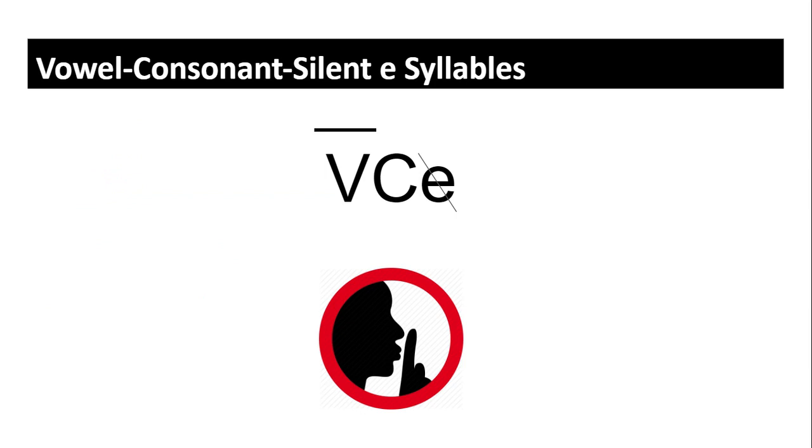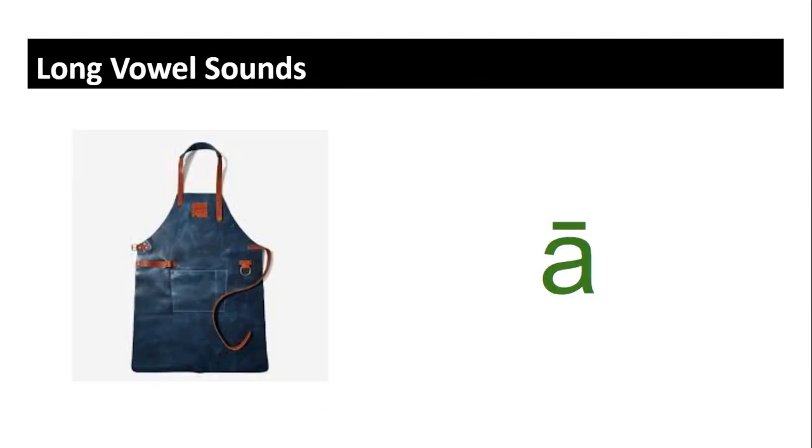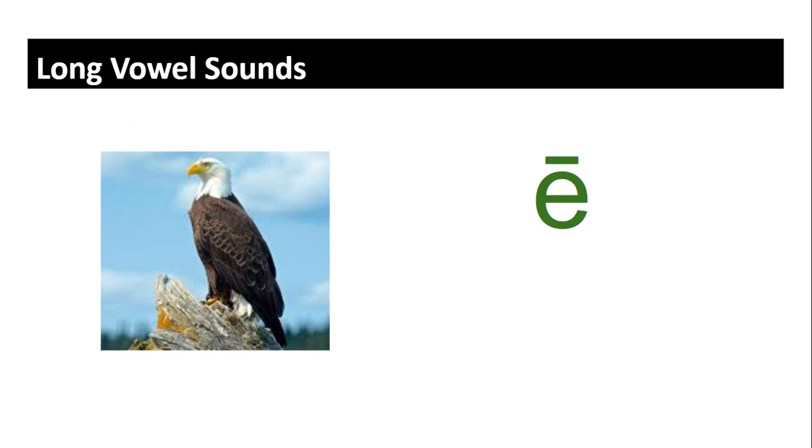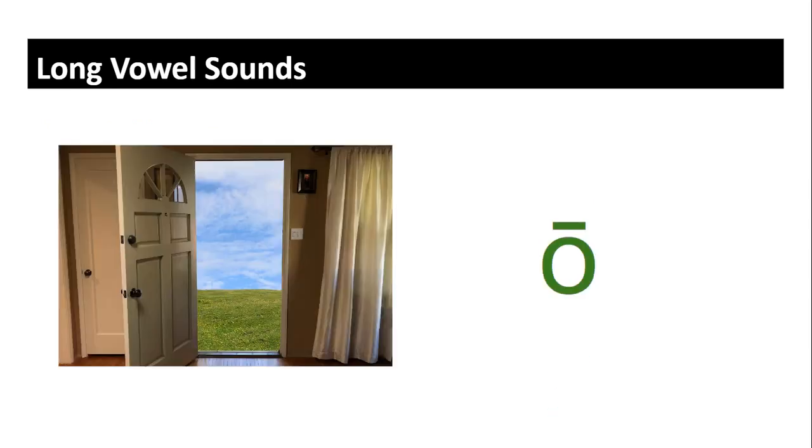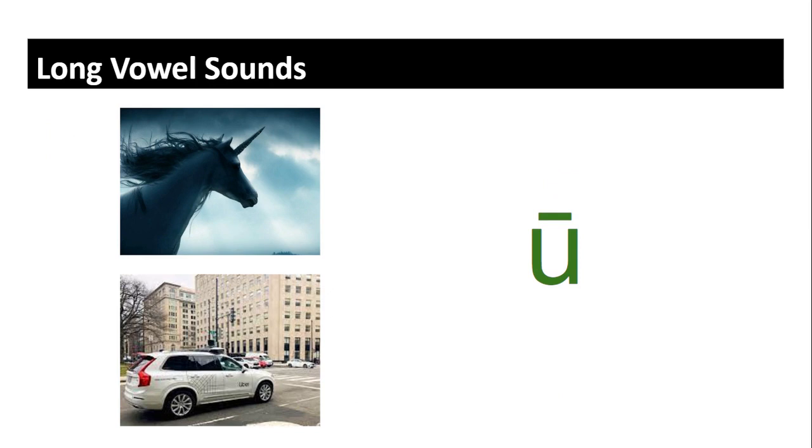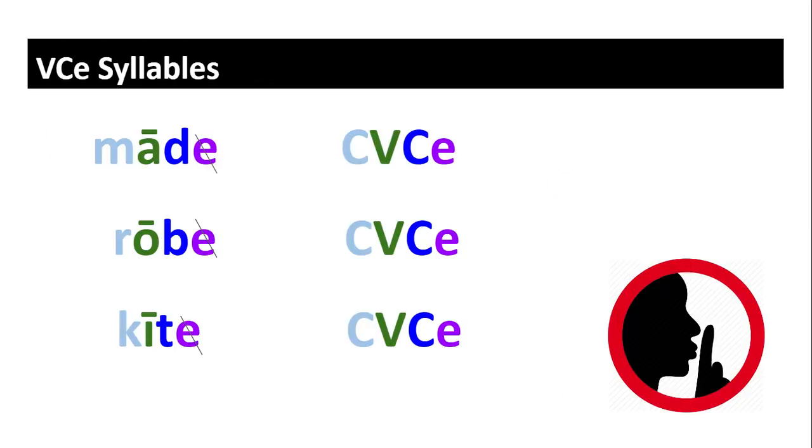That final E usually is silent, and it often makes the vowel say its name, like A, apron A, E, equal E, I, ice I, O, open O, U, unicorn U, or oo as in Uber. So again, in this pattern, in single words, if you see a single vowel followed by a consonant and then an E, we expect that vowel to say its name. So we have maid, robe, and kite.